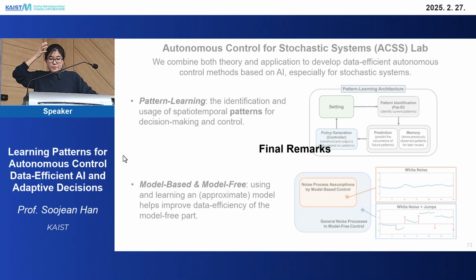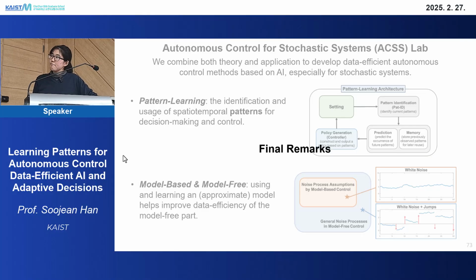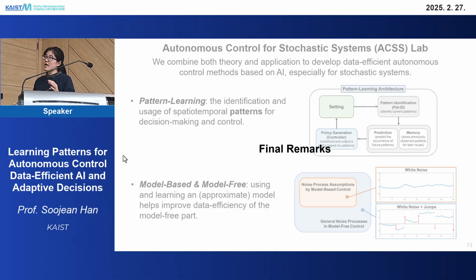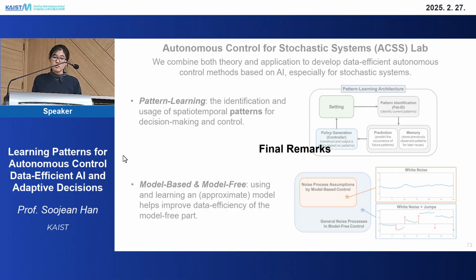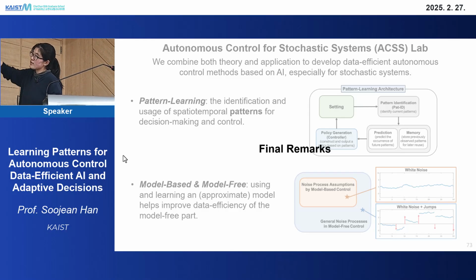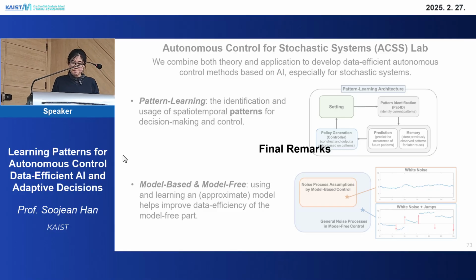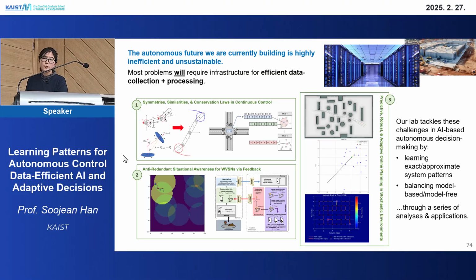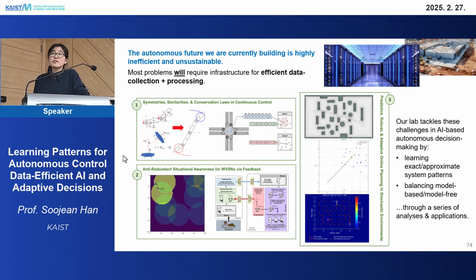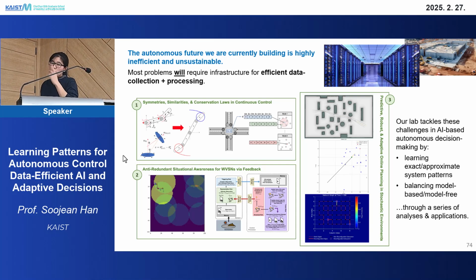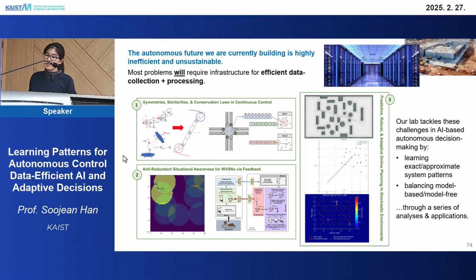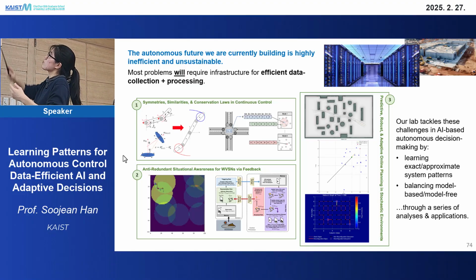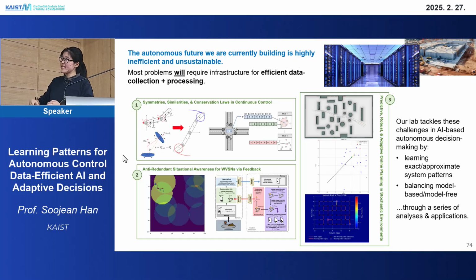Okay, so those are the three main groups of topics that I would say accurately represent the type of work that we're doing in the lab. I just want to conclude with some final remarks. In the background, you can see the two broad categories that I motivated at the beginning of the talk. Now, the autonomous future that we're currently building, as I mentioned before, is highly inefficient and unsustainable. Most problems will require infrastructure for efficient data collection and processing, because at the rate that we're going now, we're just continuously building more and more data centers and increasing more and more data and compute.